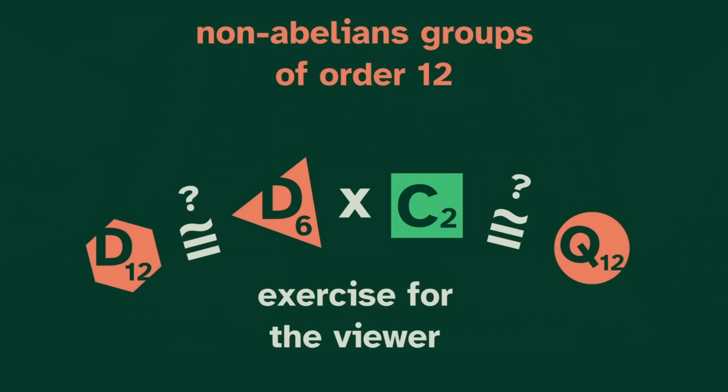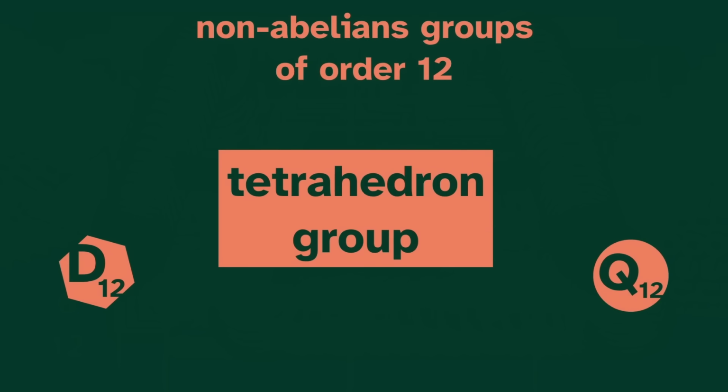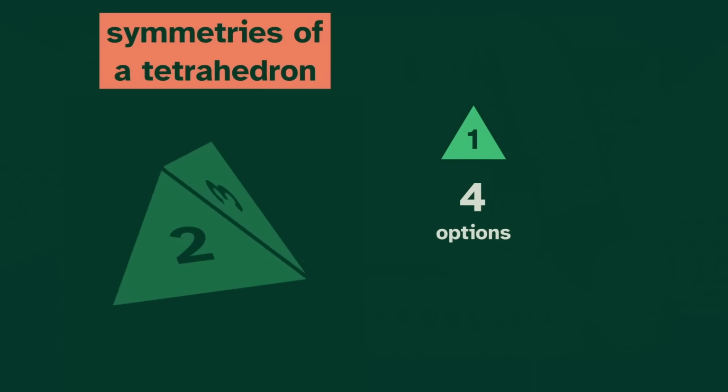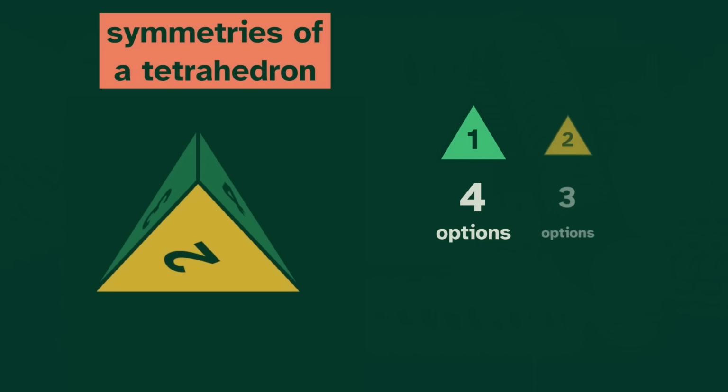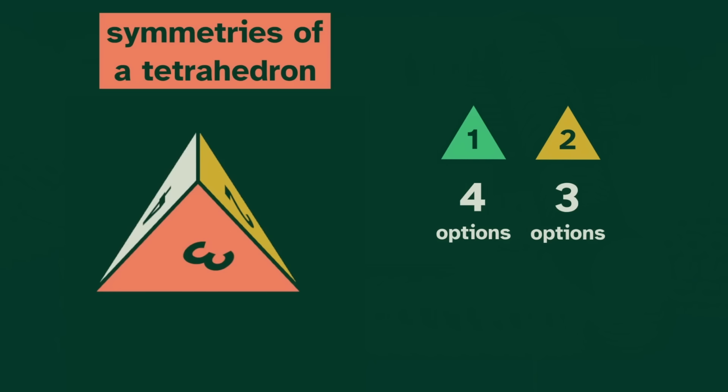Of course you do. The final group of order 12 is the tetrahedron group, the symmetries of a tetrahedron. Let's label the faces 1, 2, 3, and 4. We'll say this is the default position, the neutral element. I know! And to make any element, there are 4 options for where to put face 1. Then there are 3 remaining options for face 2. And then the whole thing is fixed. So we have 4 options, then 3 options, a total of 12 symmetries.